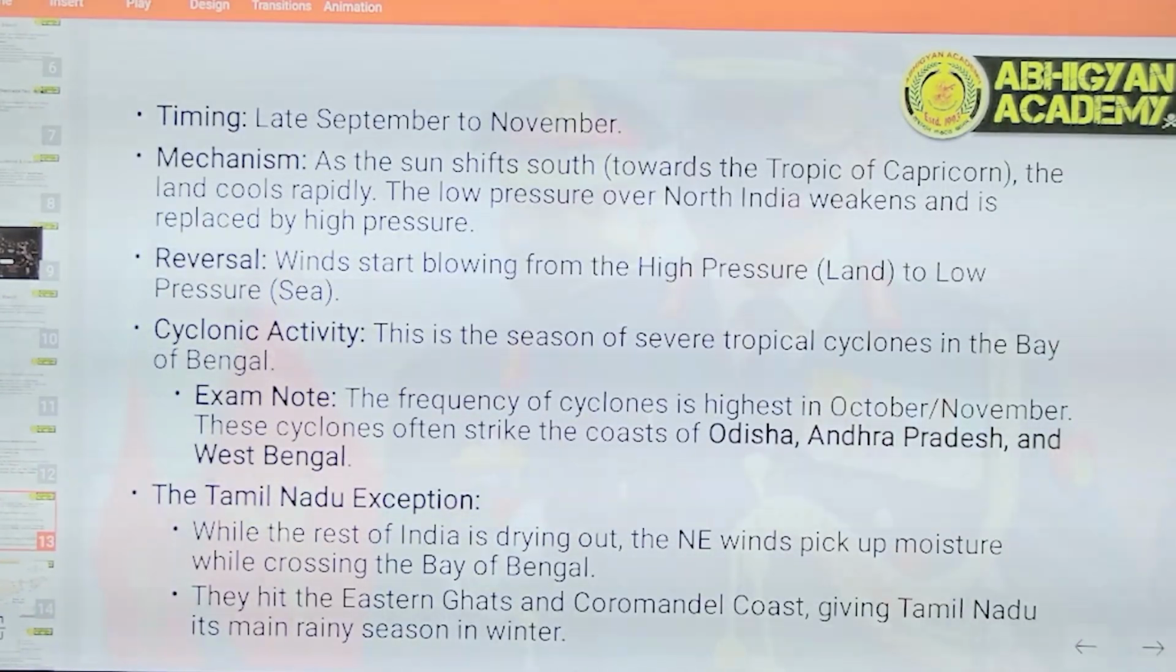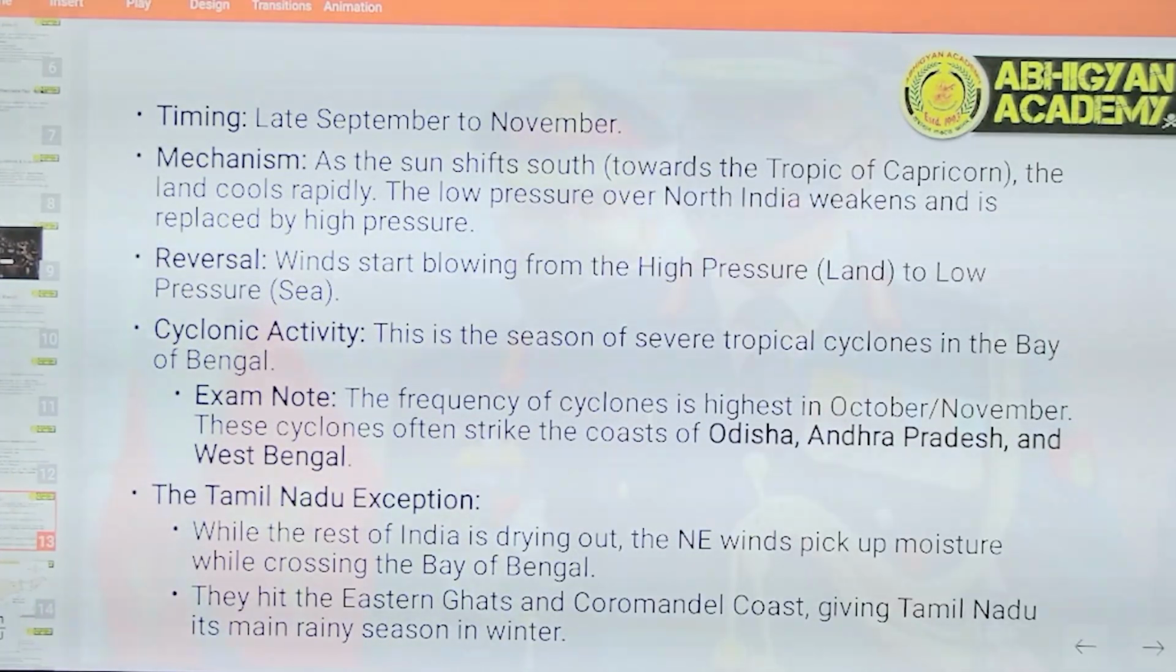So timing, it's late September to November. Mechanism: as the sun shifts south, the land cools rapidly. Reversal: winds start blowing from high pressure to low pressure. There is a high chance of cyclones, and cyclones usually hit during this time.